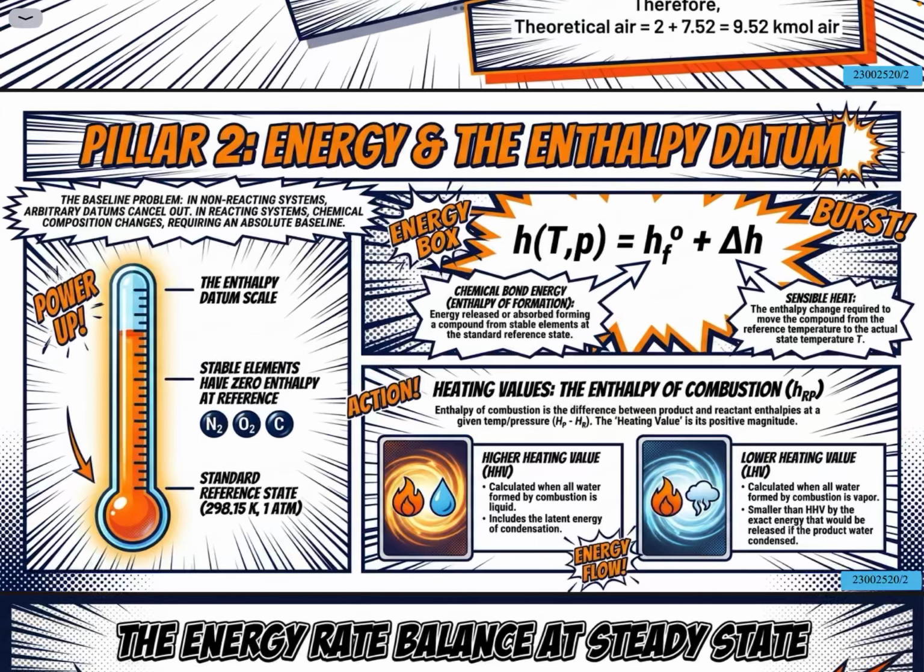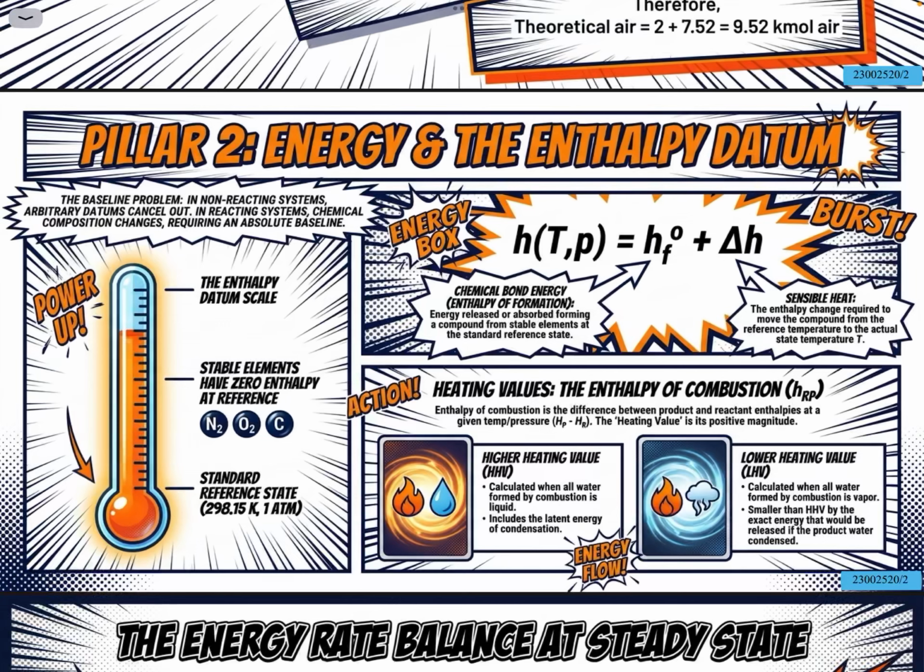In reacting systems, the substances themselves are changing. Old molecules disappear and new products are formed. Because of these chemical changes, tracking energy becomes more challenging. To solve this problem, engineers use a reference point called the enthalpy datum. Think of it as a starting line for measuring energy.